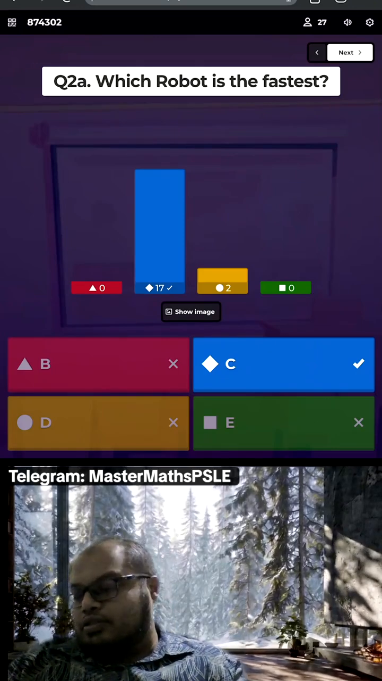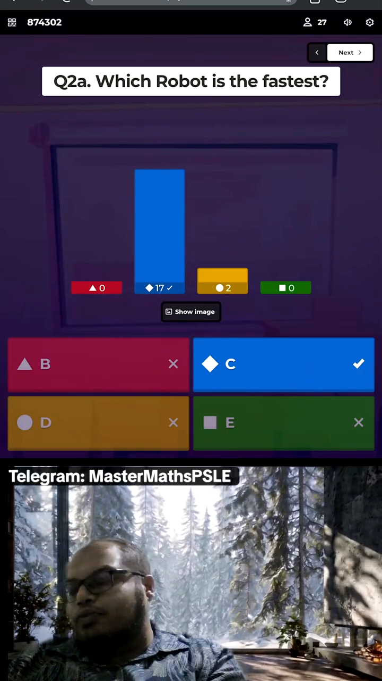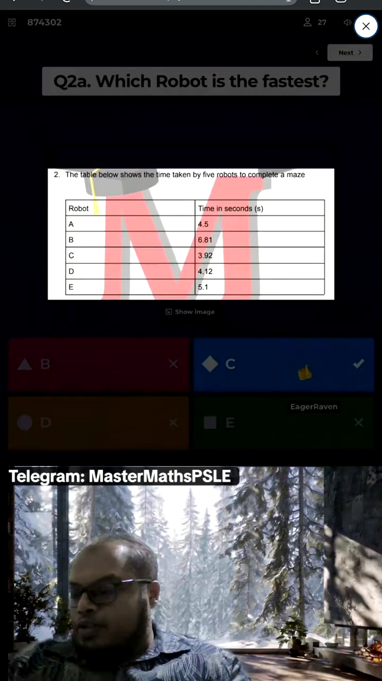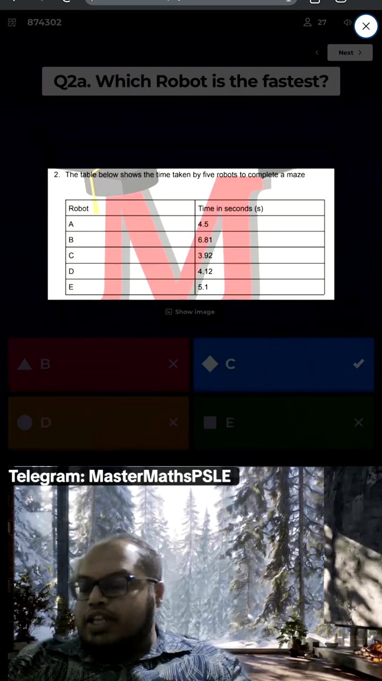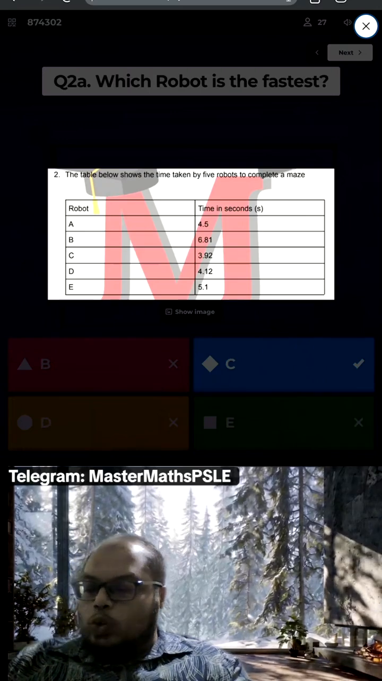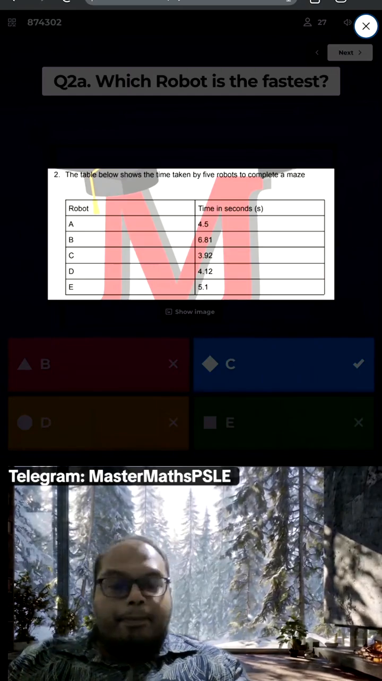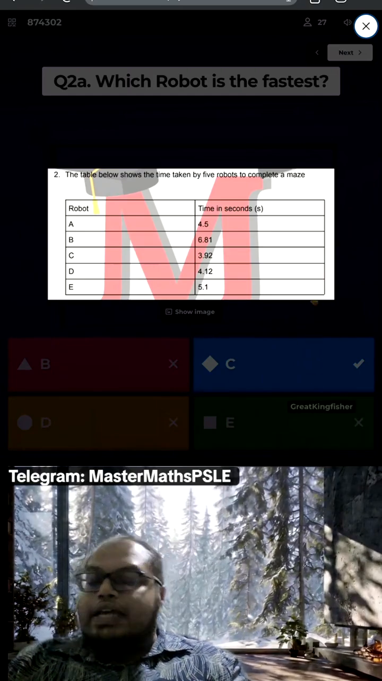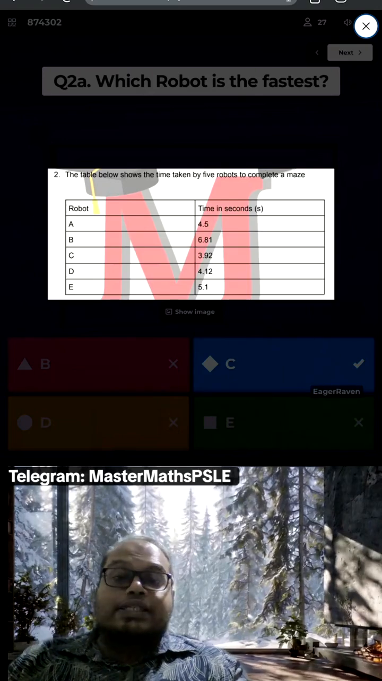Alright, so just now if we look at the table again, for this question we can see that 3.92 is the smallest time. So when it is the fastest, you look for the smallest time taken.